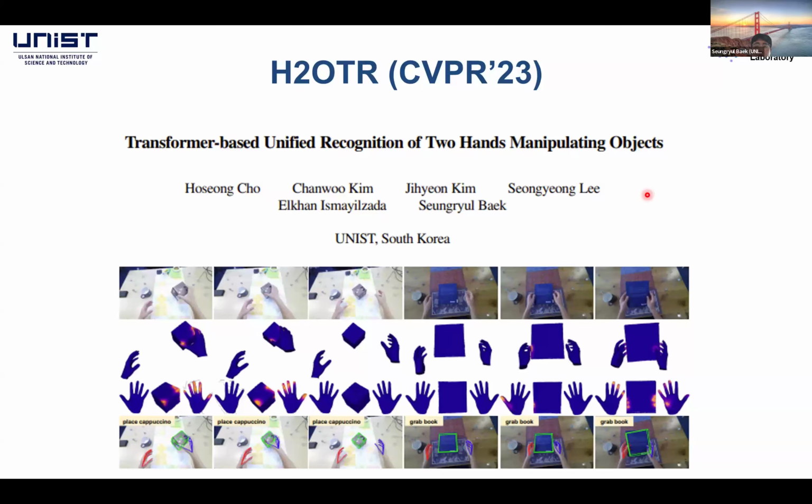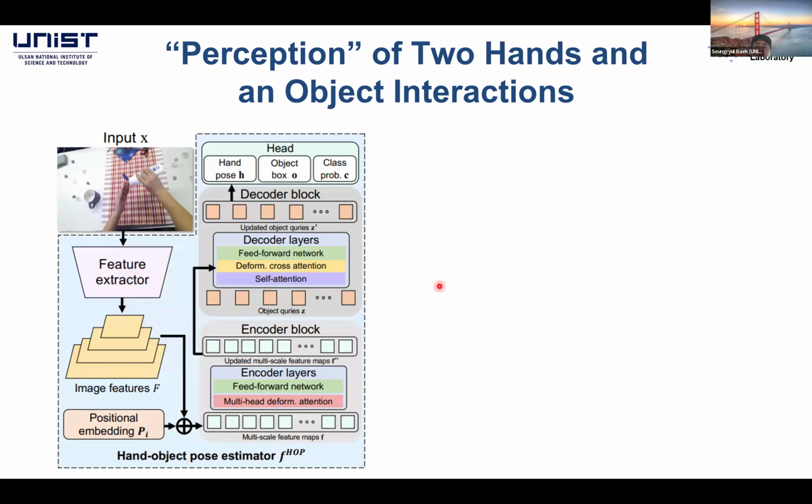That was our contribution. We involved a DETR-like transformer-based architecture by manipulating the output part. DETR is an object detection pipeline, so it estimates the object classes and their locations. But here we are estimating two hands, their poses, and the object box and its class probability. So this head is somewhat different.